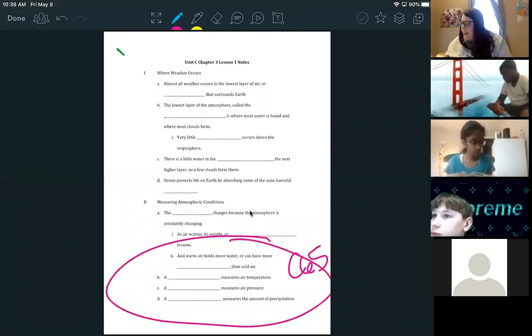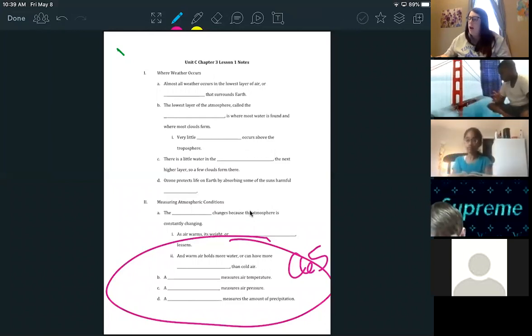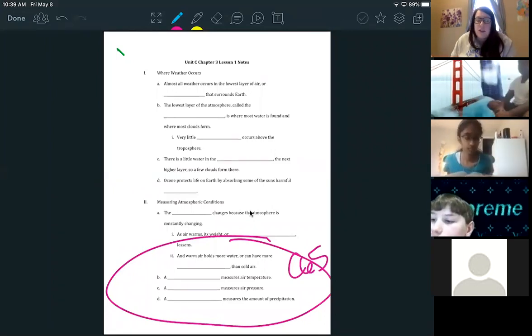Go on to the next page. It briefly tells you about the water cycle. You guys know all of that: condensation, evaporation, precipitation. And then if you turn the page, it gives you an overview of the clouds. We did this last year too.